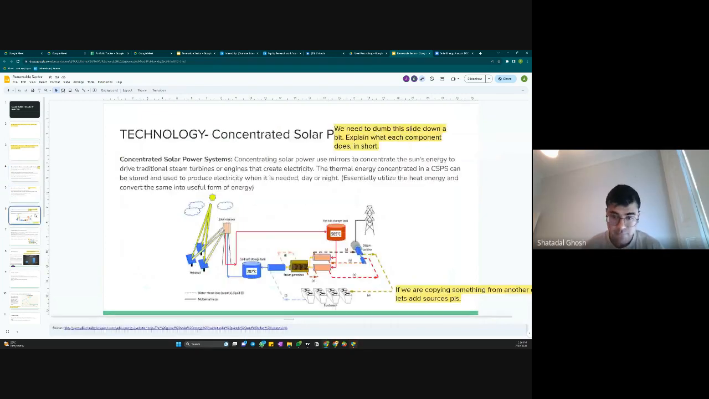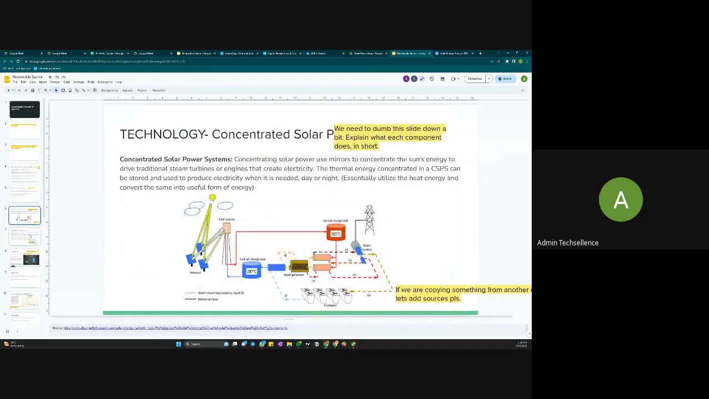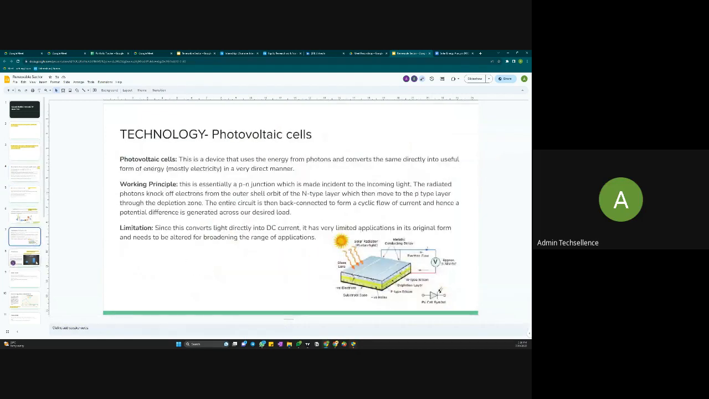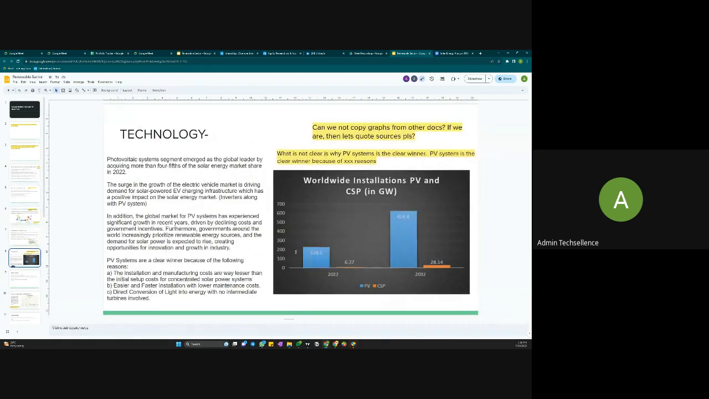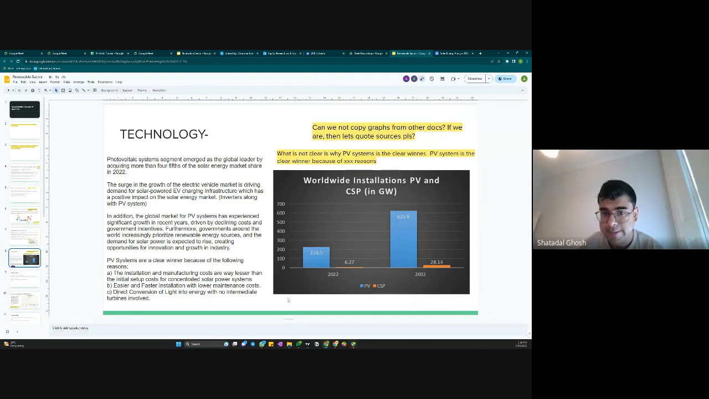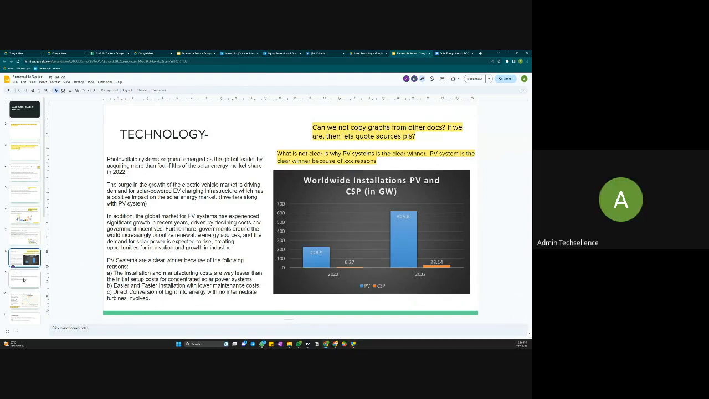And then there is this technology section which we discussed. We have to dumb it down a little bit. This also we have to dumb down. These pictures are okay for now. But we'll probably try to gather this information from various discussions, maybe expert calls and all. They will also have this information available, so we can cite those and lay it out.